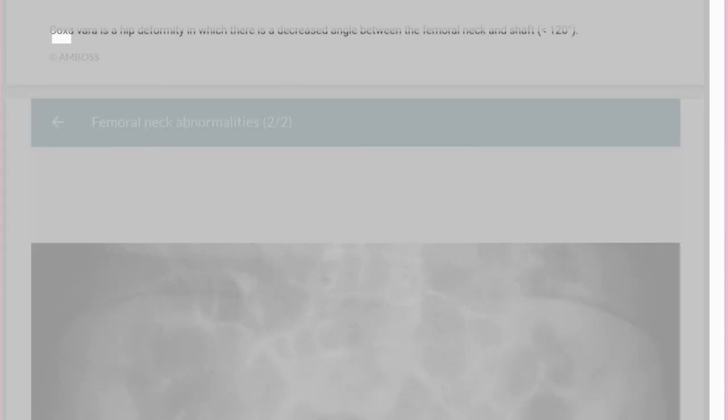Coxa vara. Coxa vara is a hip deformity in which there is a decreased angle between the femoral neck and shaft. X-ray of the hip, AP view: the femoral neck-shaft angle, caput-collum-diaphyseal, CCD, angle, is reduced bilaterally, compatible with coxa vara. The angle on the right is measured as 110 degrees.